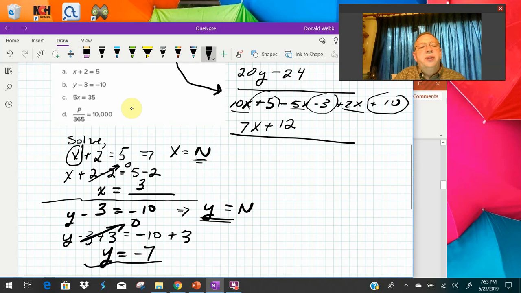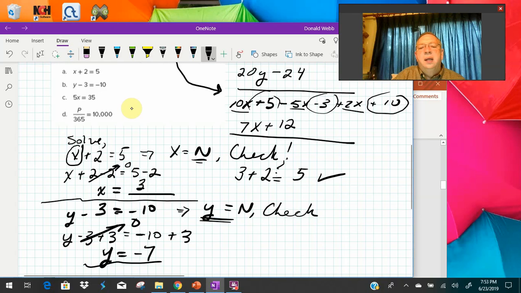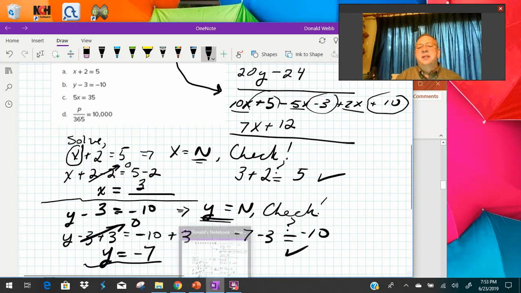Here, let's put the 3 back here. So let's go over here and let's do our checks. 3 plus 2, and does that equal 5? Yes. Here, does negative 7 minus 3, does that equal negative 10? And yes.